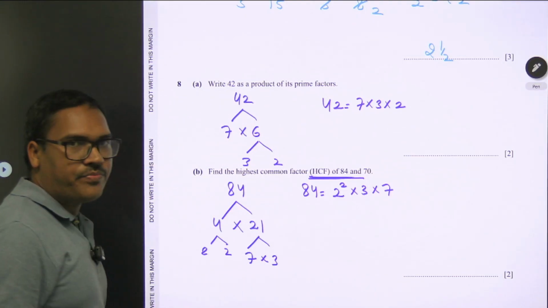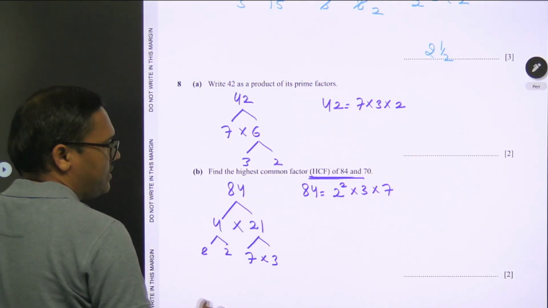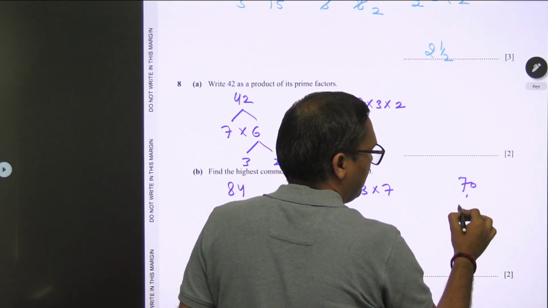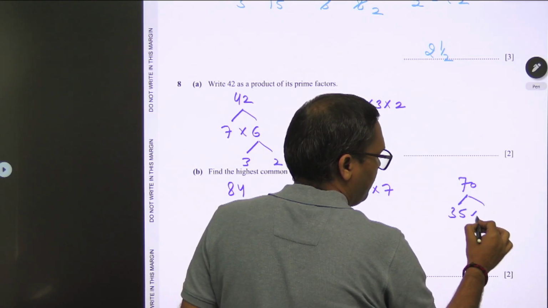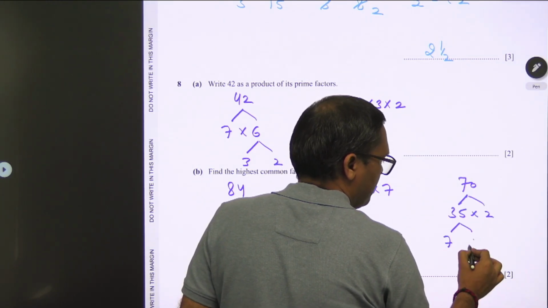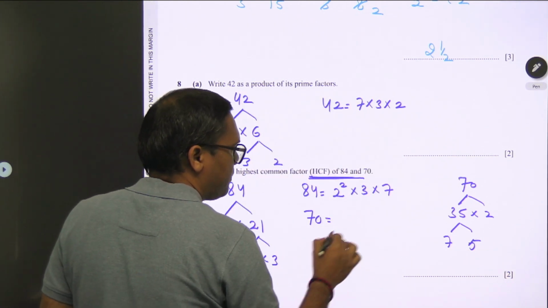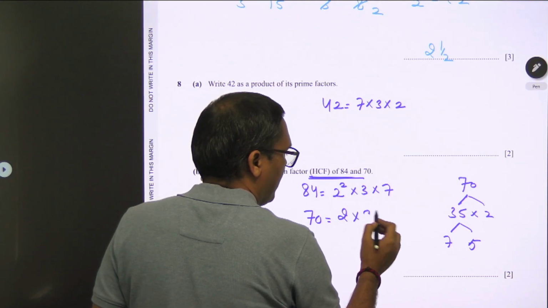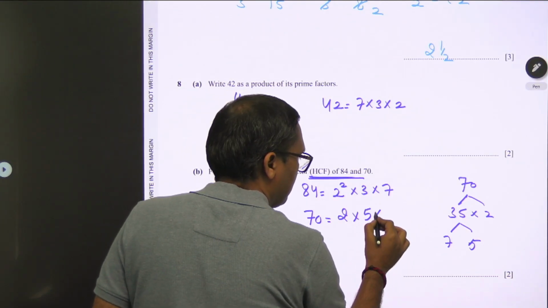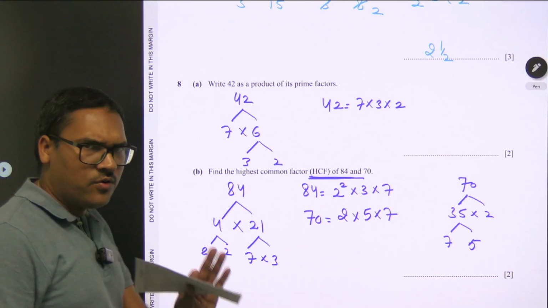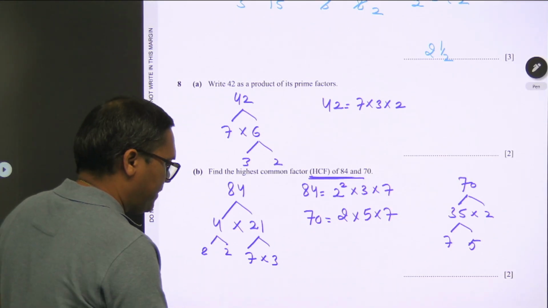This is 84, and 70. So what is 70? 70 also you can say 35 into 2, and 35 is 7 into 5. So this 70 is 2 into 5 into 7. I hope this is clear, how to factorize, okay? Now for HCF, we take the common values.